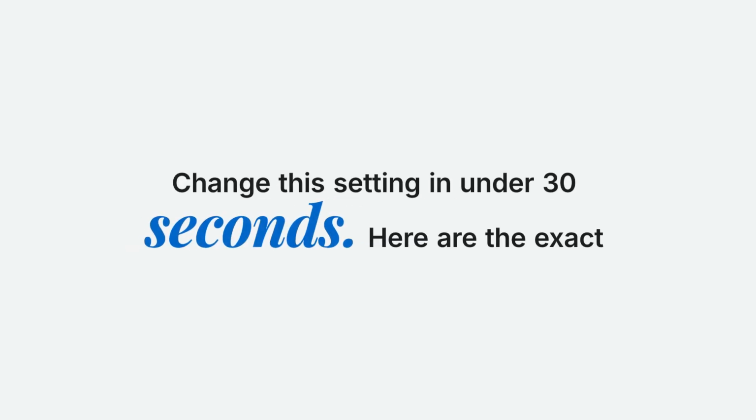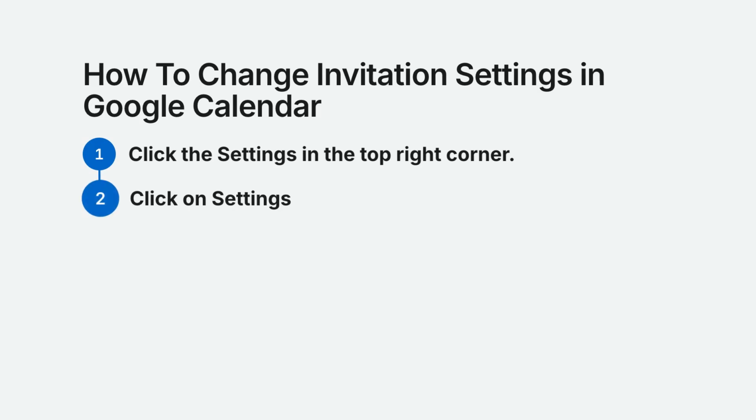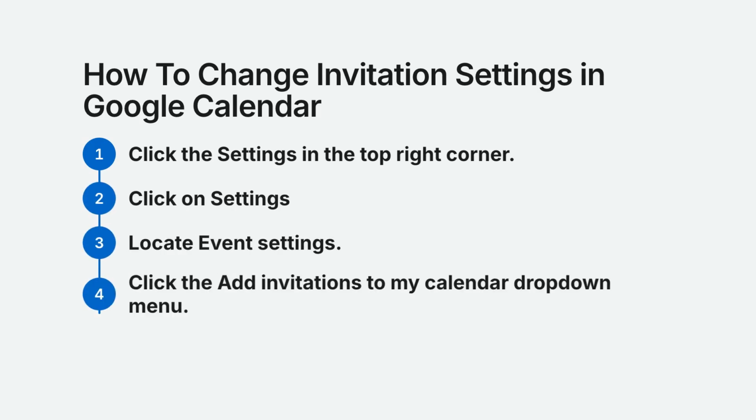Tired of Google Calendar automatically adding every email invitation to your schedule? Change this setting in under 30 seconds. Here are the exact steps to take control. Just follow along in your own Google Calendar settings.